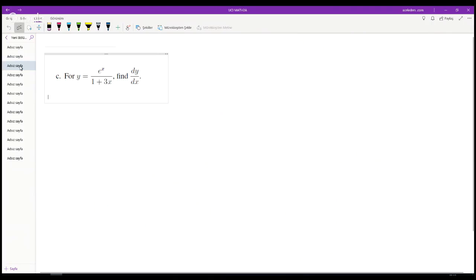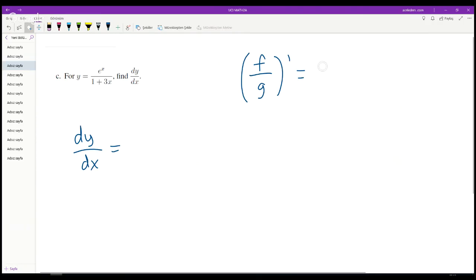So I have another easy question, which is y equals e to the power x over 1 plus 3x, and I need the derivative. So it is just the quotient rule. What's the quotient rule? The derivative of f over g is the derivative of f times g minus f times the derivative of g, over g square, right? So let's do that.